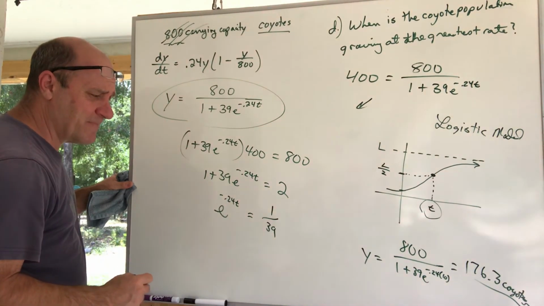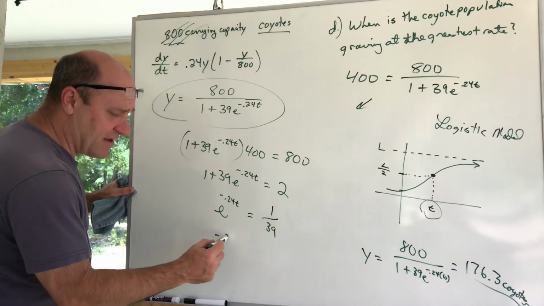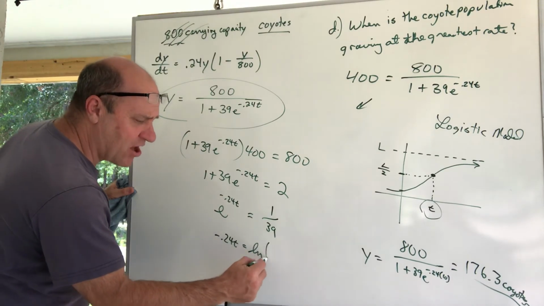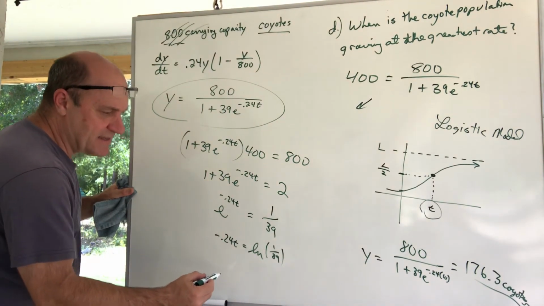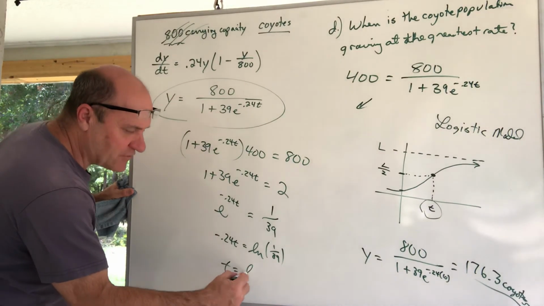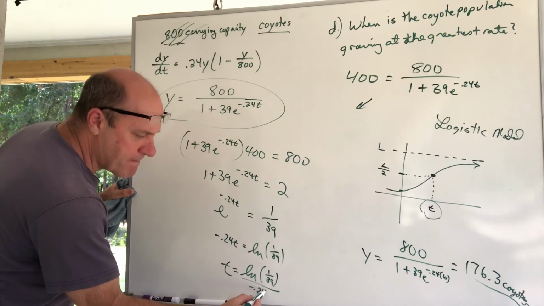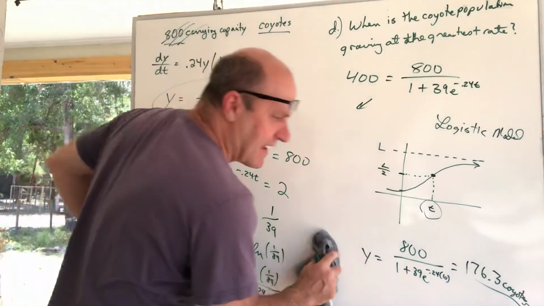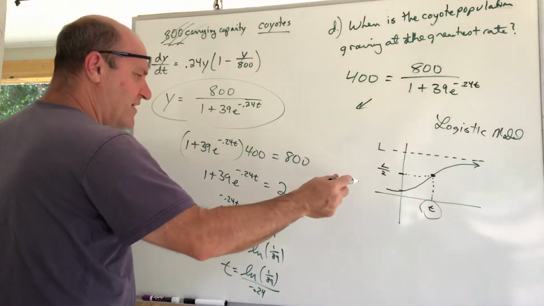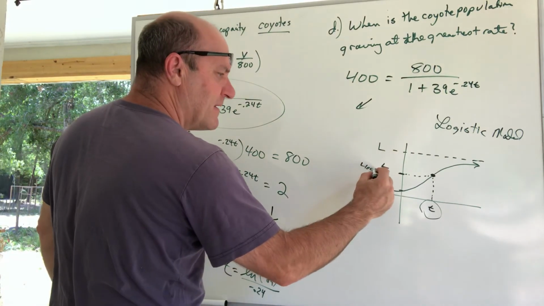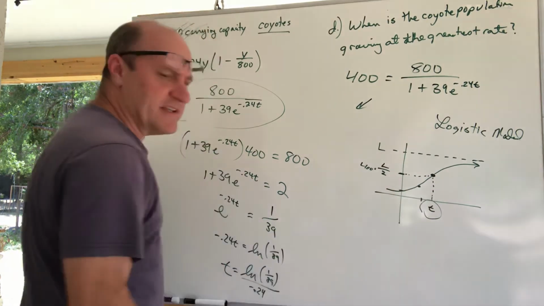You follow that? Take the natural log of both sides: negative 0.24t equals the natural log of 1/39. Divide by that little decimal and you'll get t. T is the natural log of 1/39 divided by negative 0.24. I'd pick up a calculator and try to find that time, when it's 400 coyotes. In 10 years it was 176 coyotes.